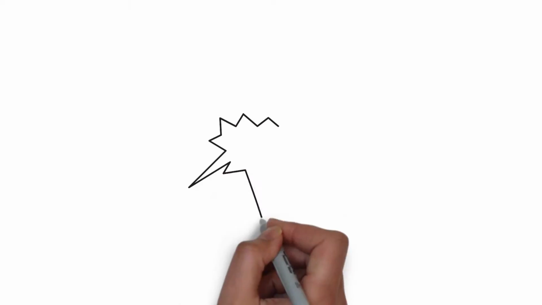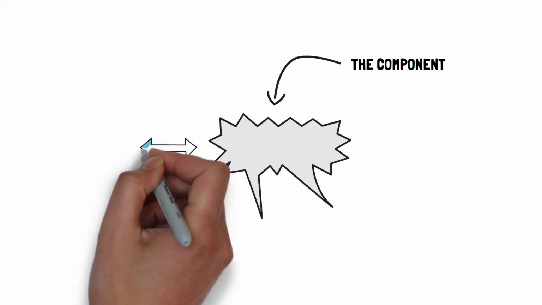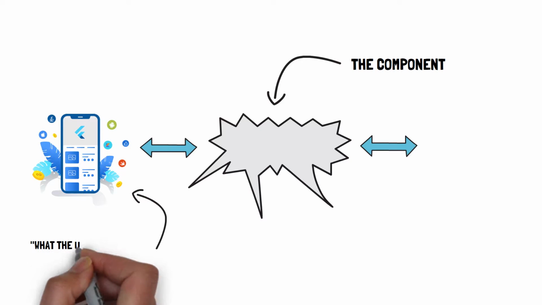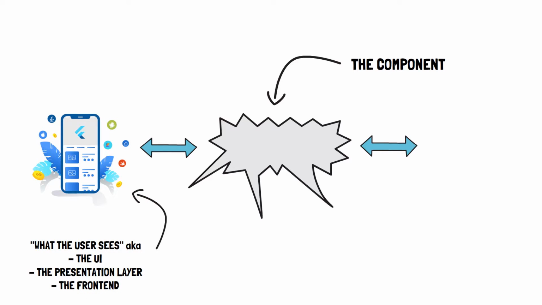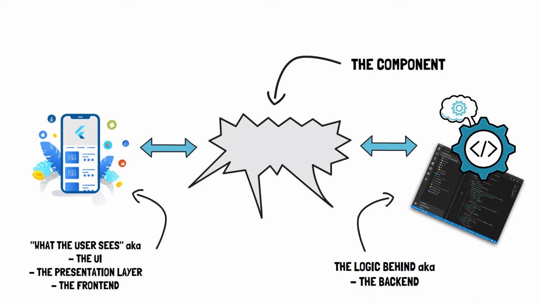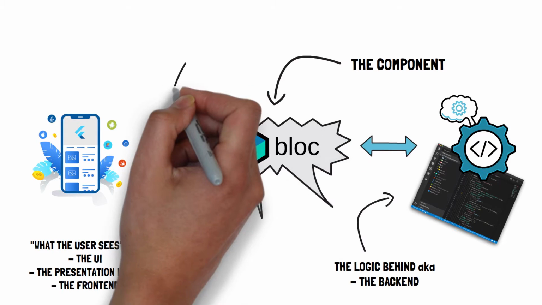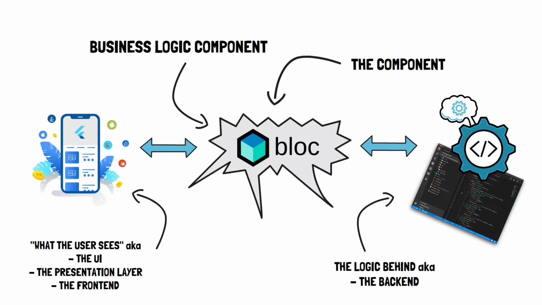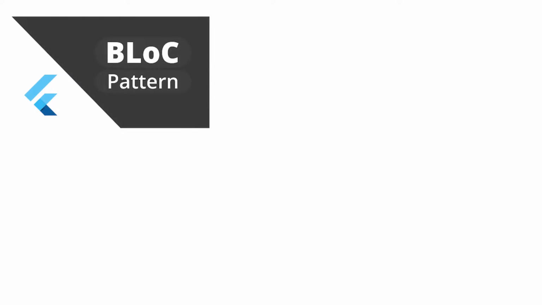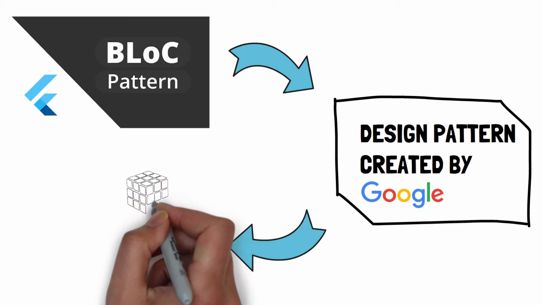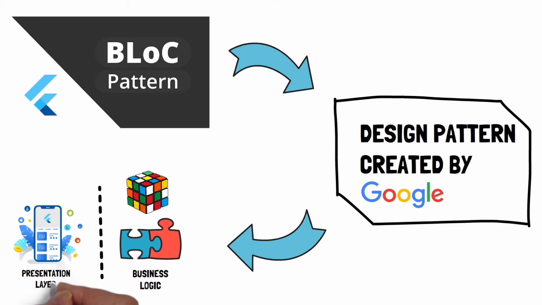In Flutter, the best way to keep your code organized, clean, and maintainable is to have a component which can mediate what the user sees, often referred to as UI, frontend, or presentation, and the logic behind it. This component I'm referring to is, as you may have already guessed, BLoC, which is an abbreviation for Business Logic Component. Generally speaking, BLoC is a design pattern created by Google to help separate business logic from the presentation layer and enable developers to reuse code more easily.